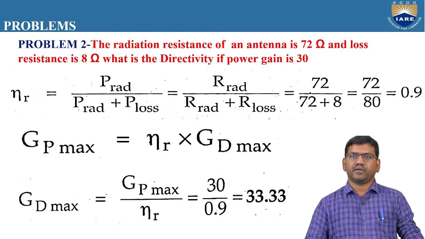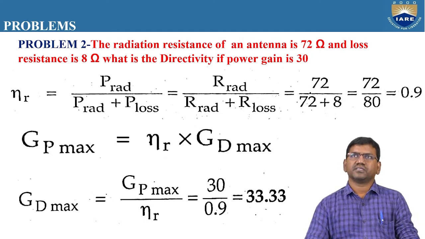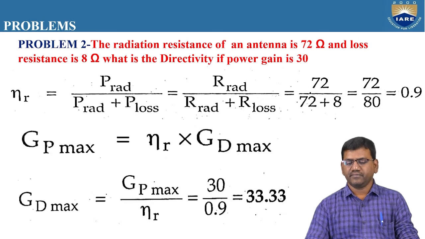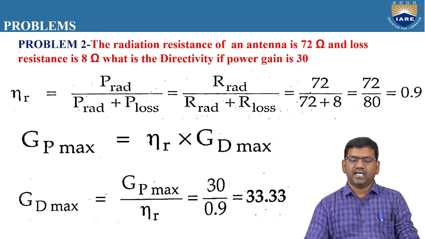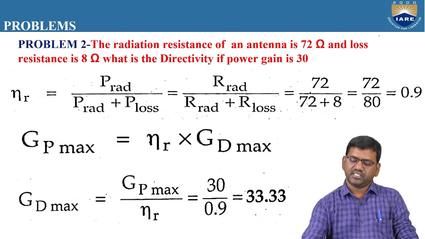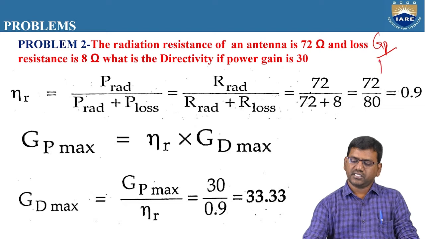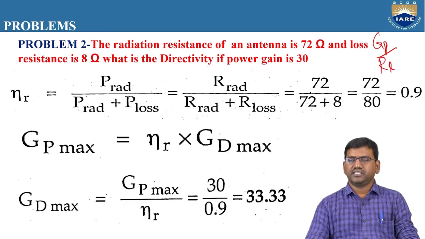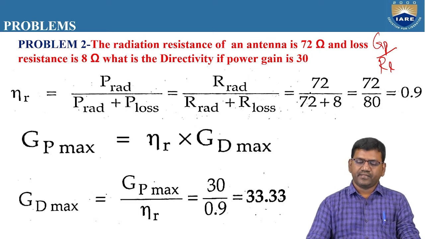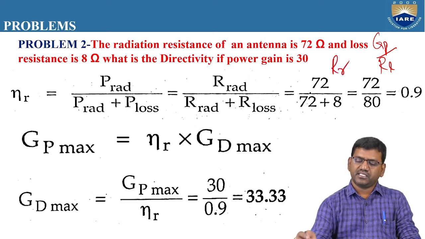Coming to problem 2, the radiation resistance of an antenna is 72 ohms, and the loss resistance is given as 8 ohms. What is the directivity if the power gain is 30? The power gain is represented by GP. The loss resistance is indicated by the notation RL, and the radiation resistance is RR.